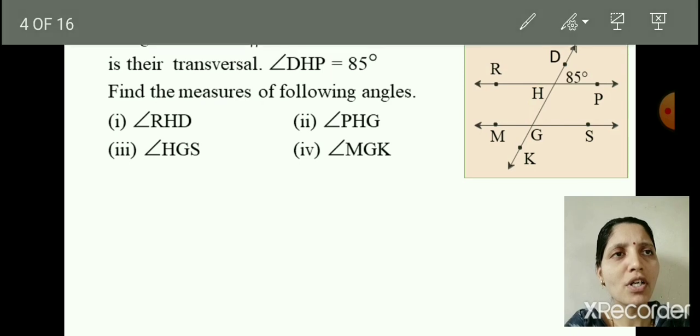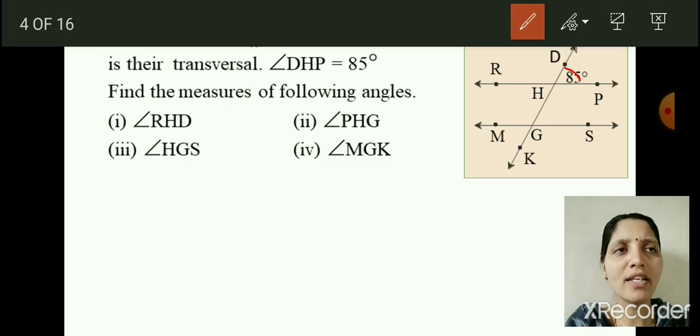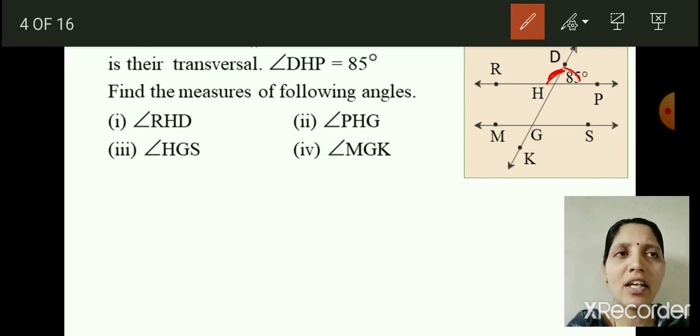Now how will you solve this sum? First you have to observe which is angle DHP. This angle is angle DHP and it is given as 85 degrees. What is the first question? You have to find the measure of angle RHD. So what will you do? You will see the relation of this angle with the given angle. Angle RHD is in linear pair with angle DHP, and we know that angles in a linear pair are supplementary. So that way you can find the measure of angle RHD.